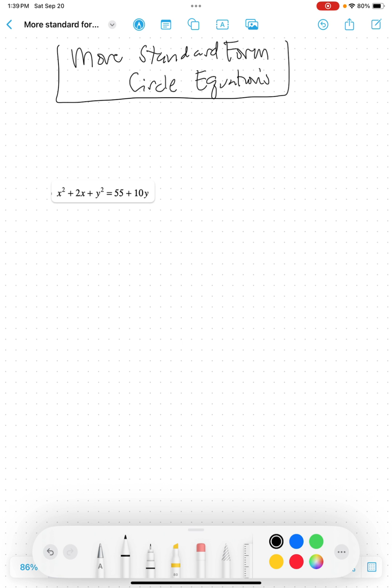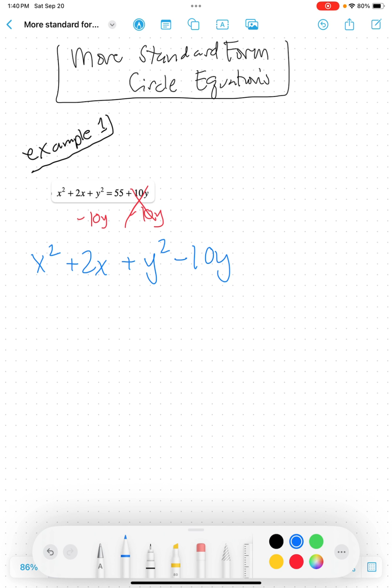Okay, so let's start with example 1. And what you might notice here is that there's things on all different sides. So what I want to do is first just move everything over so the number's by itself. So I'm just going to subtract 10y from both sides. Obviously, there's nothing to subtract it from. I'm not going to be able to combine any like terms over here. So I'm just going to get x squared plus 2x plus y squared minus 10y equals 55.